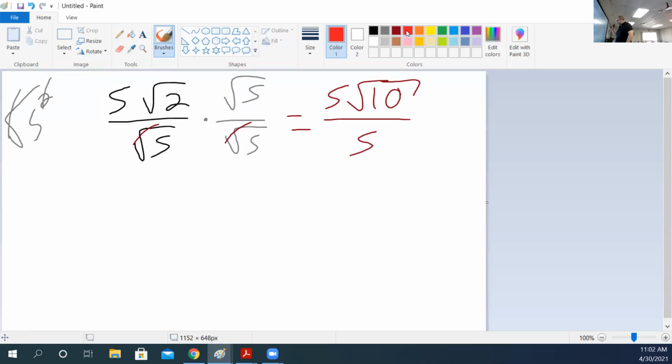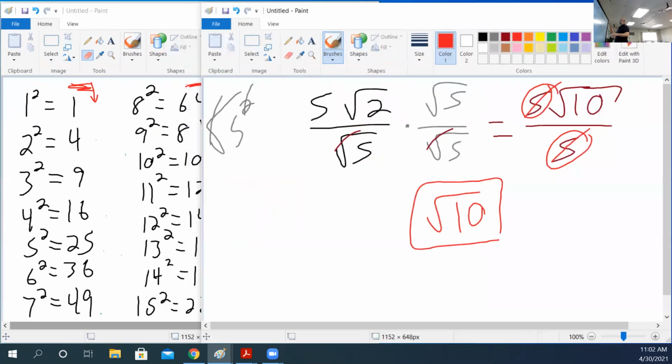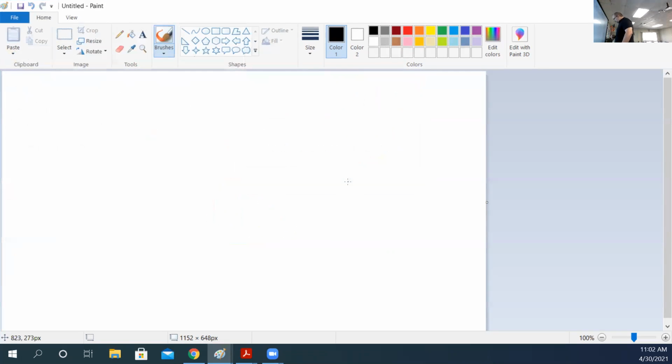And now in that situation, look at that. We have a 5 by itself, 5 down below, cancel, cancel. Final answer, just root 10. And we can't reduce the 10 down. There's nothing on that list of numbers there on the side that divides into it, right? So that means we're done with that one, which is fine. That's okay. All right, next one.